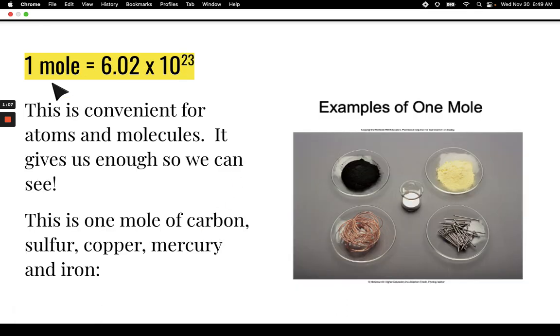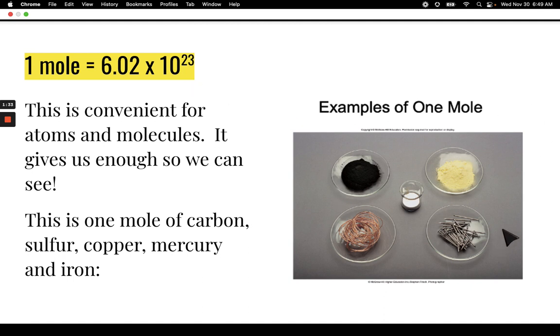So just like 1 dozen equals 12, we have a unit called the mole. 1 mole equals this number, 6.02 times 10 to the 23rd. Again, it's just a number. Just like 1 dozen equals 12, 1 mole equals this really large number, 6.02 times 10 to the 23rd. Now this is convenient for atoms and molecules because it gives us an amount of atoms and molecules that we can actually see and work with.